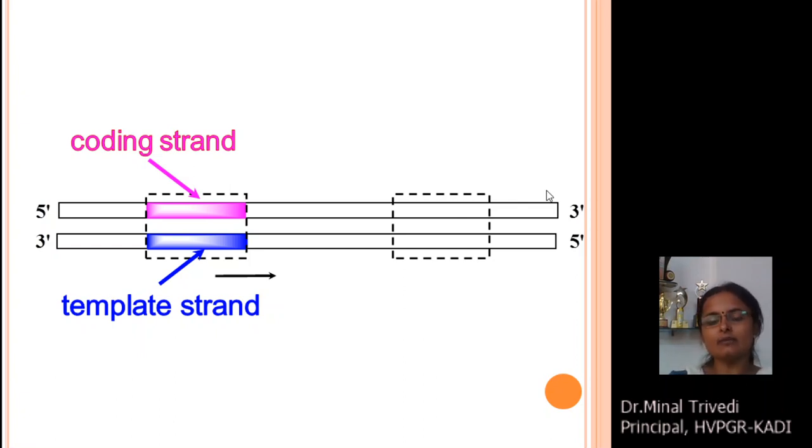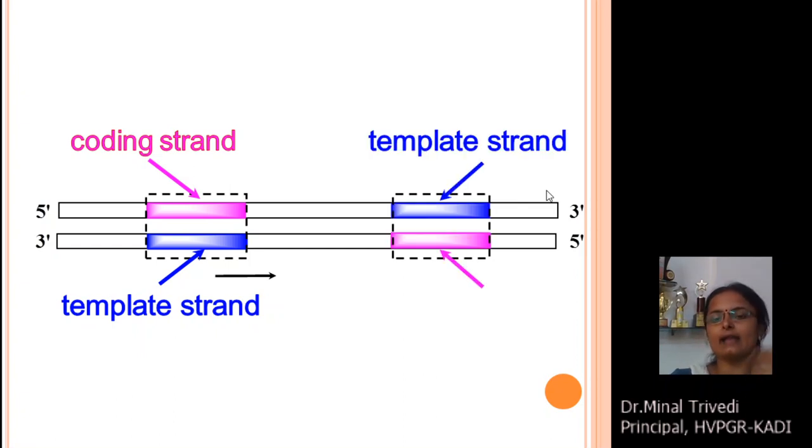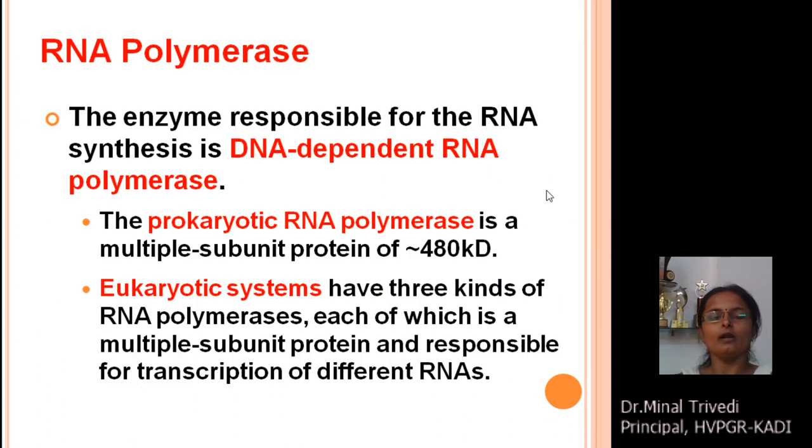Whereas in the same gene, in the other region, there is a possibility that the template is on the upside and the coding strand is on the downside. So you can see over here, this is entirely referred to as the asymmetric transcription mechanism. After that, the second important component we need to study before we understand the mechanism of transcription is the RNA polymerases, the enzyme which is responsible for the synthesis of RNA molecules.